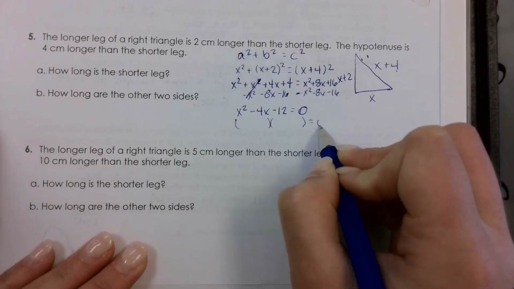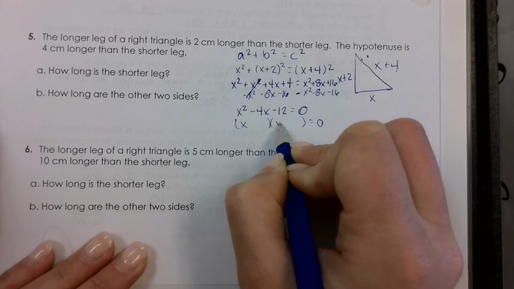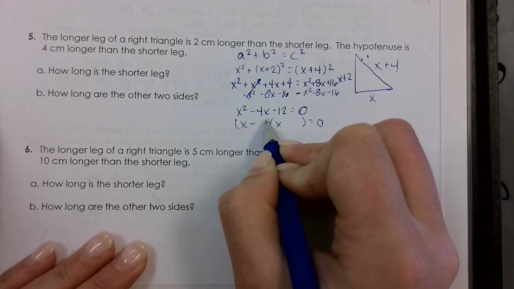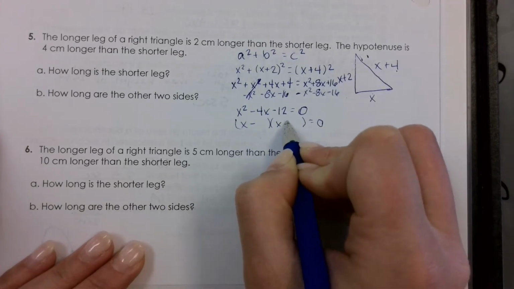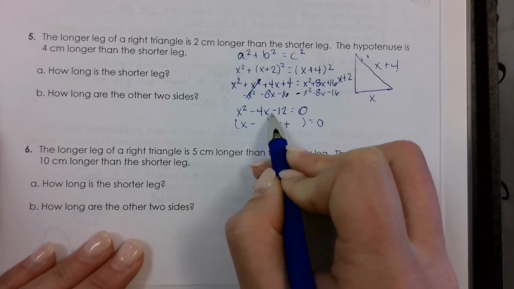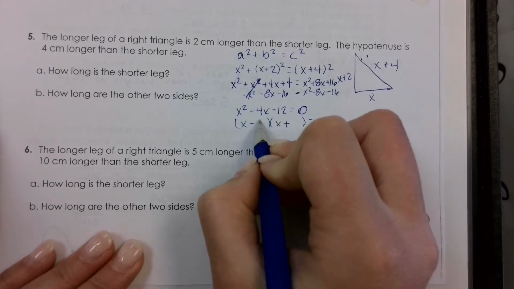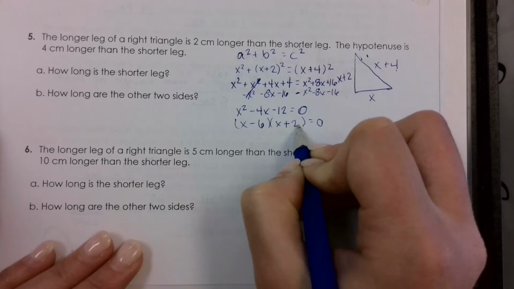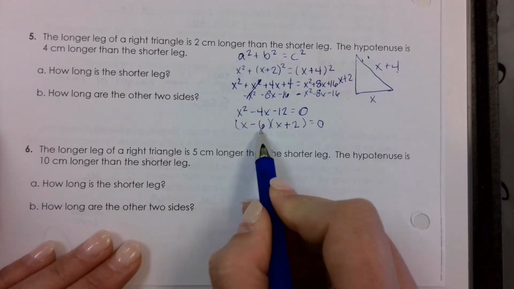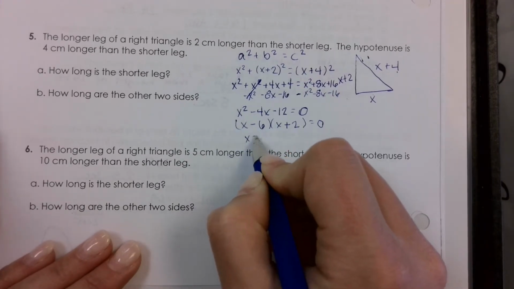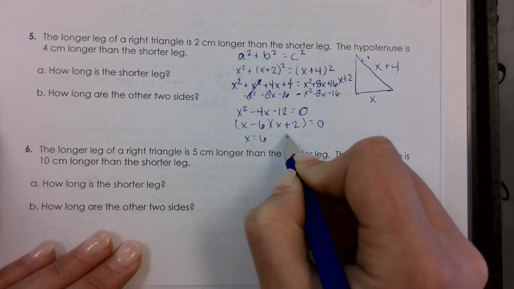What do you drop first? What do you always keep? Second sign's a minus. That means these are opposite. You're looking for factors of 12 that subtract to 4. What are they? 6 and 2. When we solve from x minus 6, what do you get? From x plus 2, what do you get?